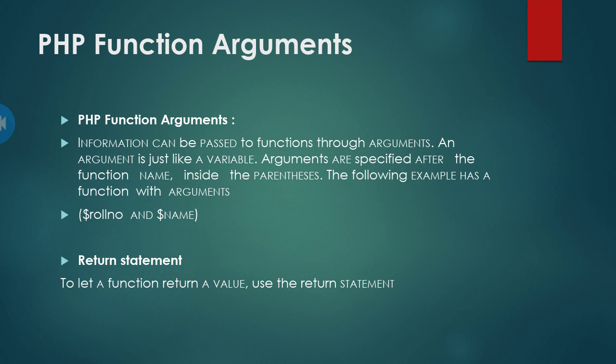And I have also told you one more example. For example, I want to give values to the sum function sum. In the bracket you can give values a comma b, and you can also give 10 comma 20. So that is an argument.